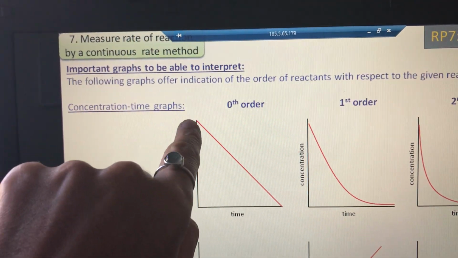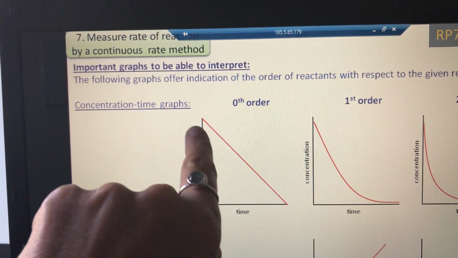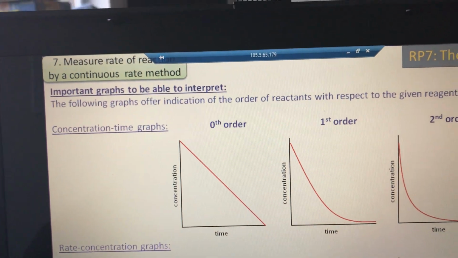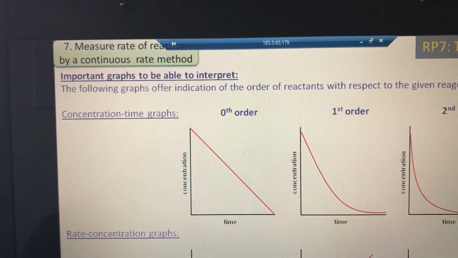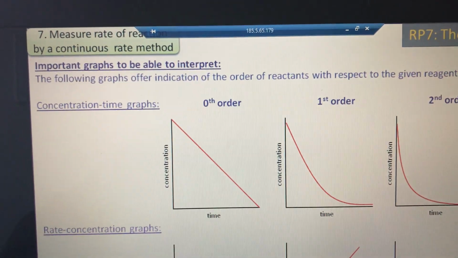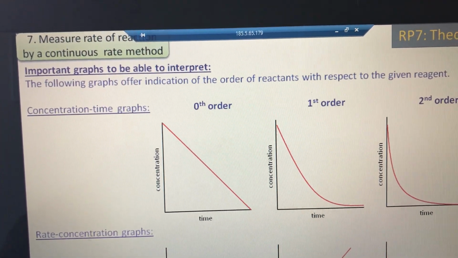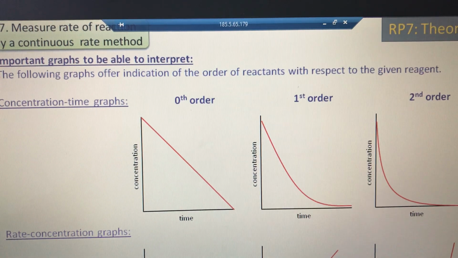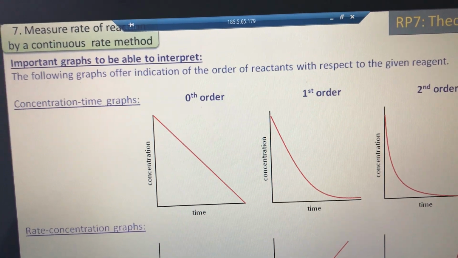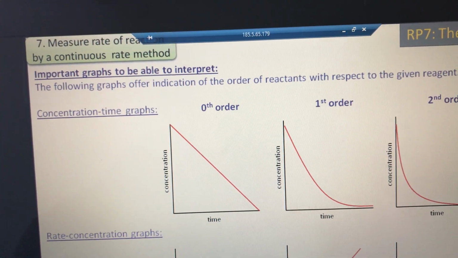So you can see here that because the gradient is constant, it means that it's 0 order, okay? And I think from memory, the mark scheme won't accept saying something about the line being straight, because that's just a bit rubbish really, okay? So those are the graphs that we're looking at here. Really important to pay attention to the axes.